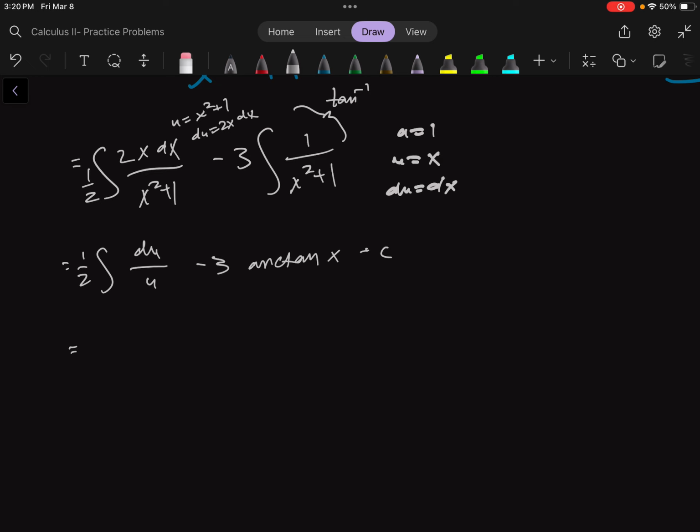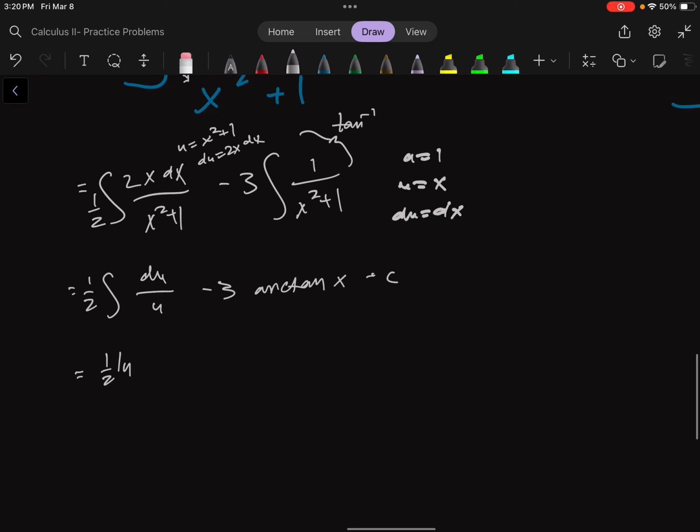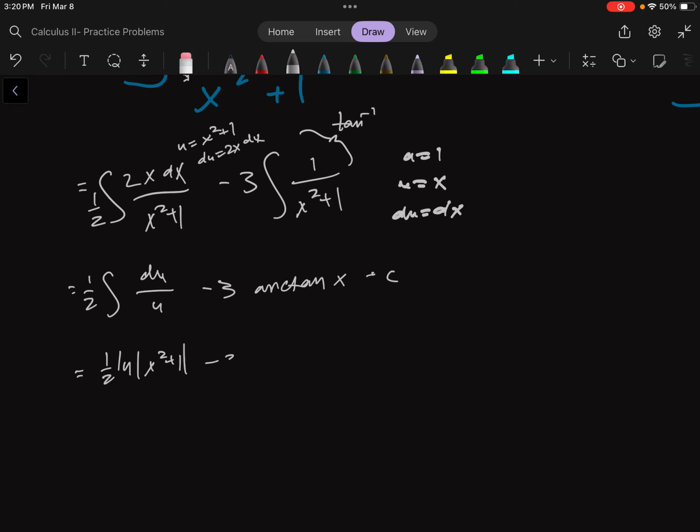Finally, the integral of du over u is just ln of u, so 1/2 ln of u. Let's plug back in u. U was x squared plus 1, minus 3 arctan of x plus c. So that is our final answer.